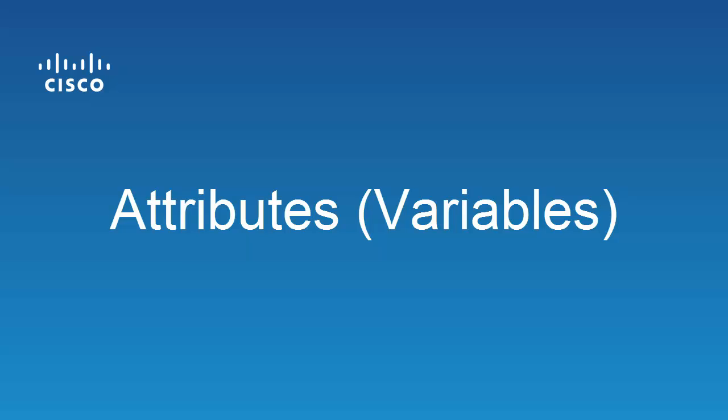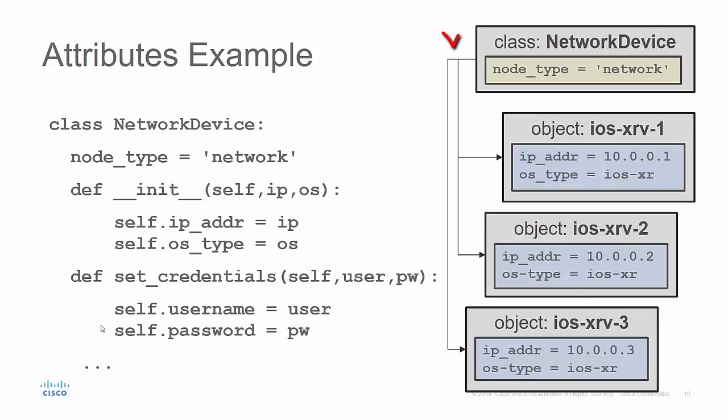Hello and welcome to the session on attributes or variables defined for a class. If you look at the picture on the right, you can see that we have a class called network device. Associated with the entire class is a variable called node type. This is shared by all objects that will be created.